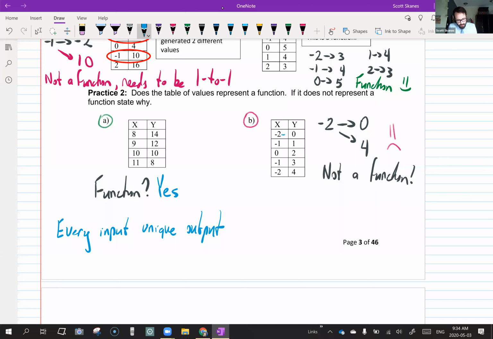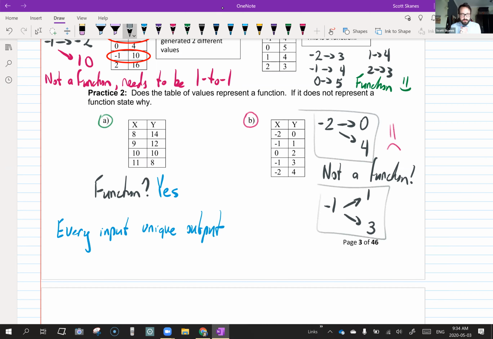I can see here that it maps to 0 and also maps to 4. That's a problem. It looks like -1 is in 2 places. That's also a problem. So -1 we can see maps to 1. I'll explain it in a second. Okay, so 2 cases where it's not a function, okay? Just to get my explanation finished.